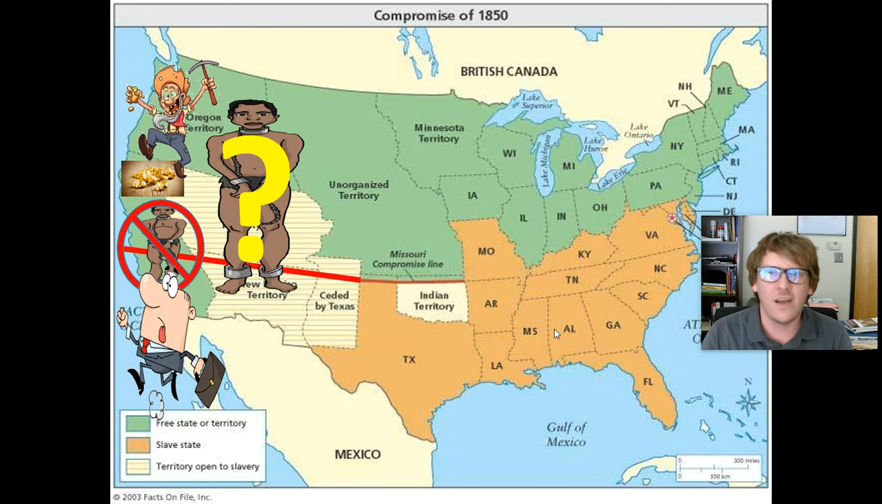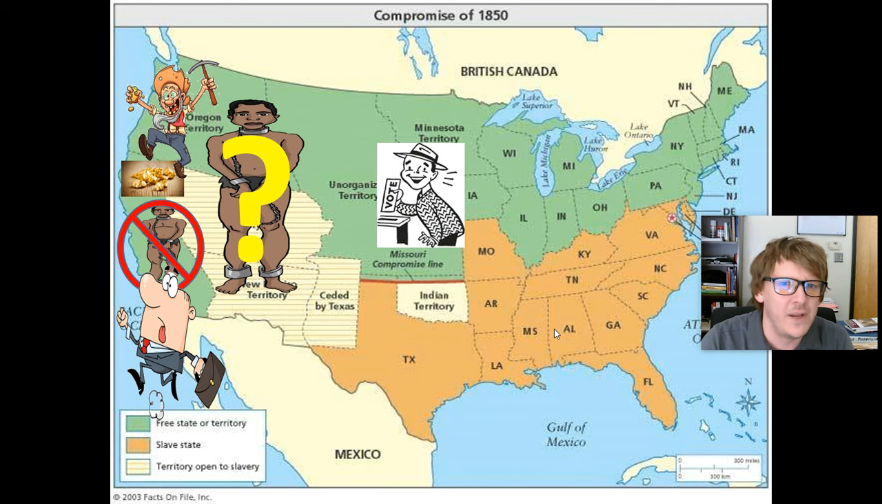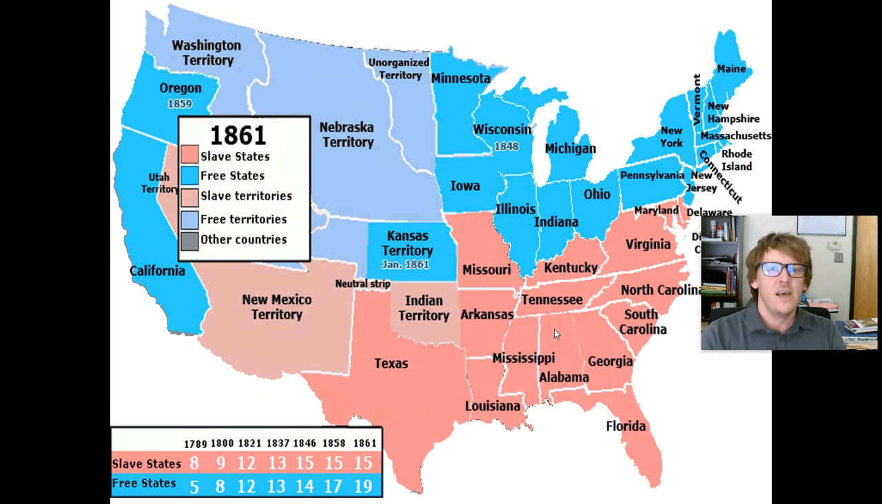Slave state, no slave state. Just let the people decide. If the state wants slaves, let them have slaves. If they don't, they don't. Pretty simple. Just get rid of this line. This is stupid. Let the people vote. Popular sovereignty. So the next issue is Kansas.